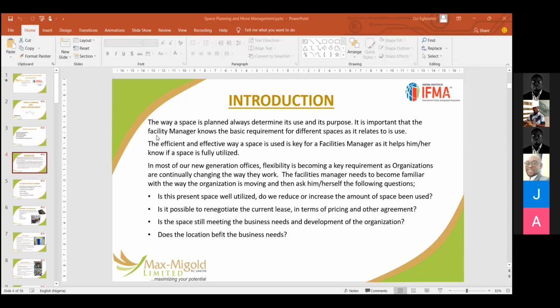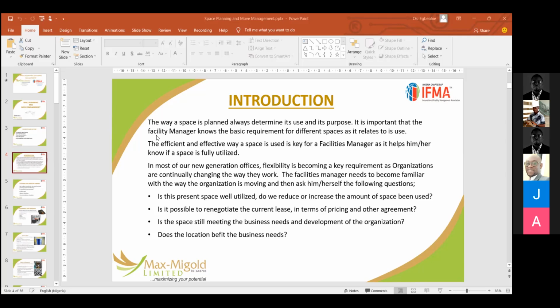In most of our new generation offices, flexibility is becoming a key requirement as organizations are continuously changing the way they work. COVID-19 has made a lot of workspaces quite flexible, because some offices that would never have allowed their staff to work from home or work remotely were forced to do that. For offices that were already doing that during the COVID-19 lockdown, and even till now, it was a lot easier to adapt because they had already started working that way. So it wasn't a big deal. But for those who had not been working in that format, it was a lot more difficult to manage.